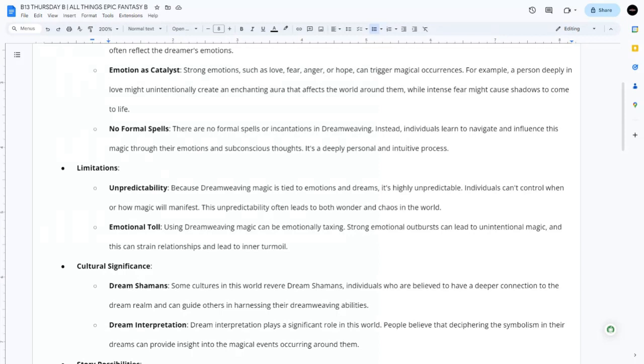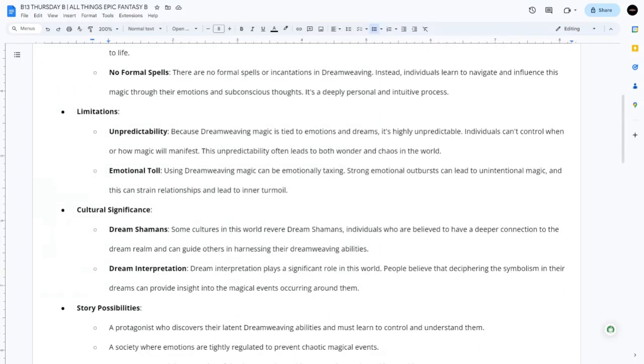No formal spells. There are no formal spells or incantations in dreamweaving. Instead, individuals learn to navigate and influence this magic through their emotions and subconscious thoughts. Oh, okay. All right. That's pretty good. It's a deeply personal and intuitive process. So that's the characterization of the soft skill.